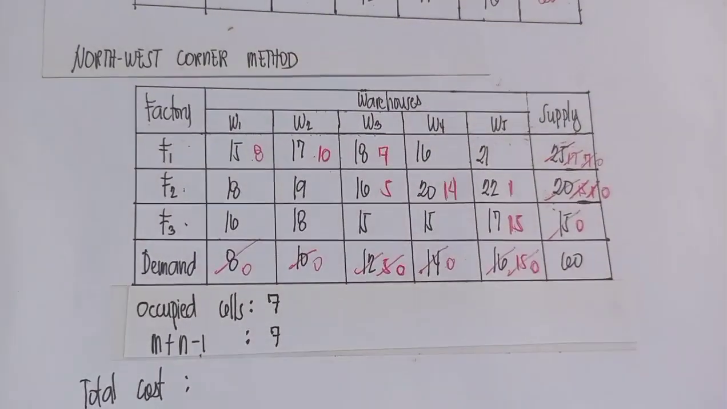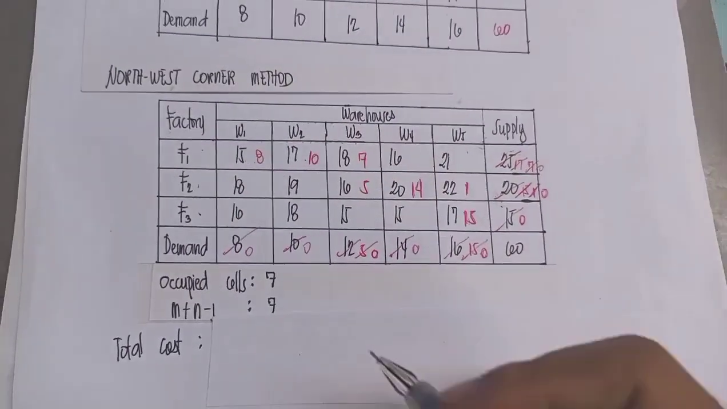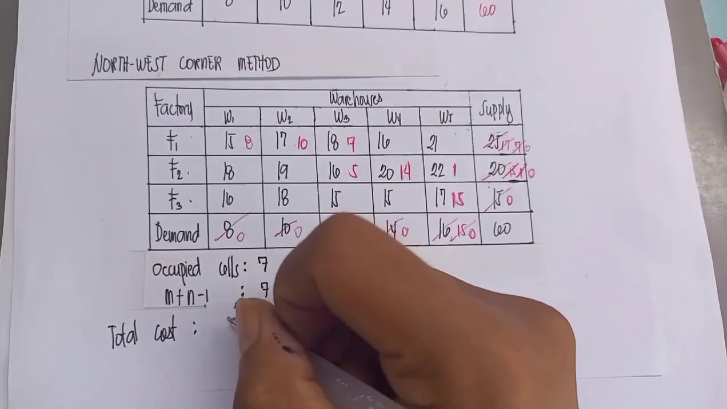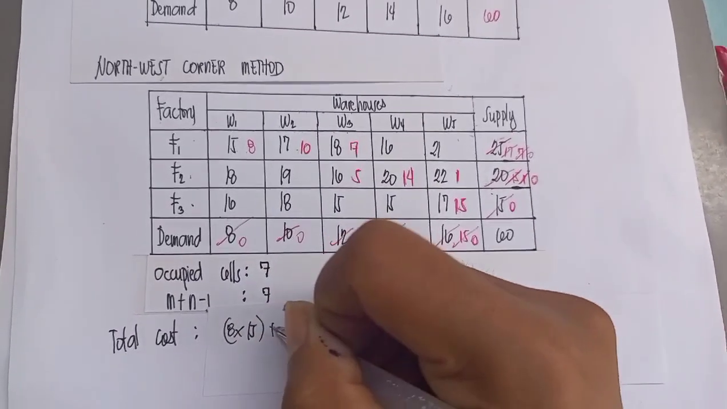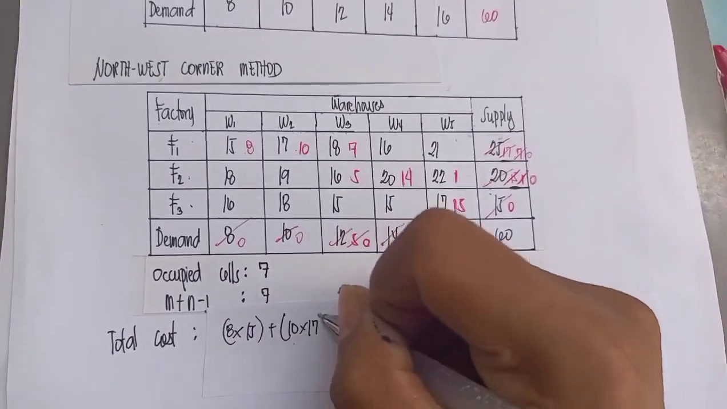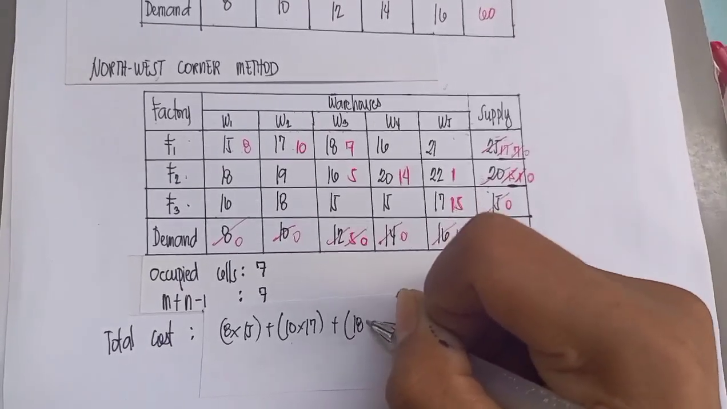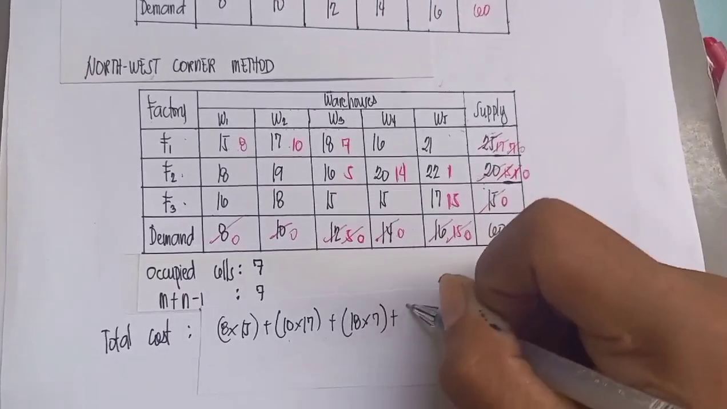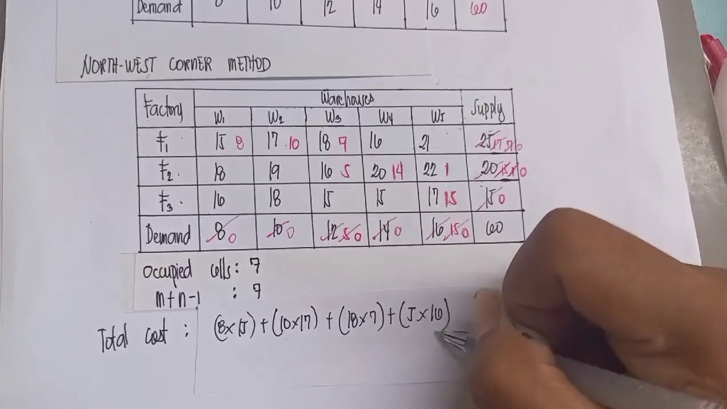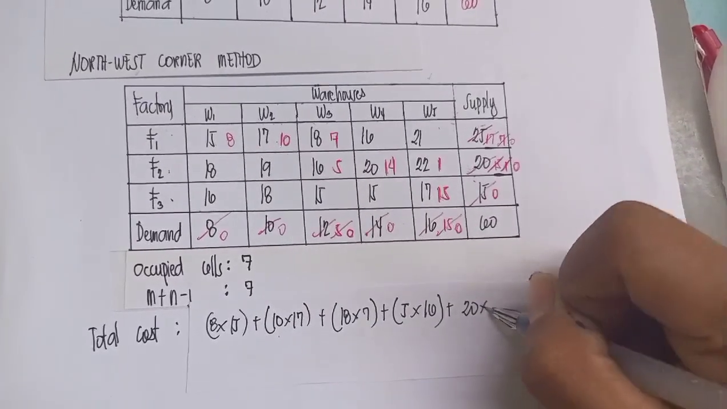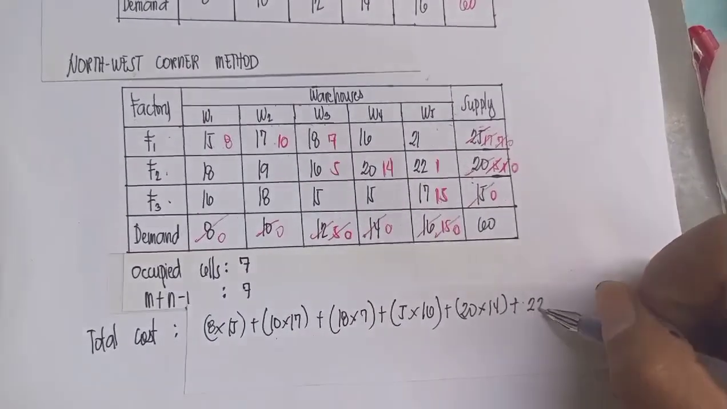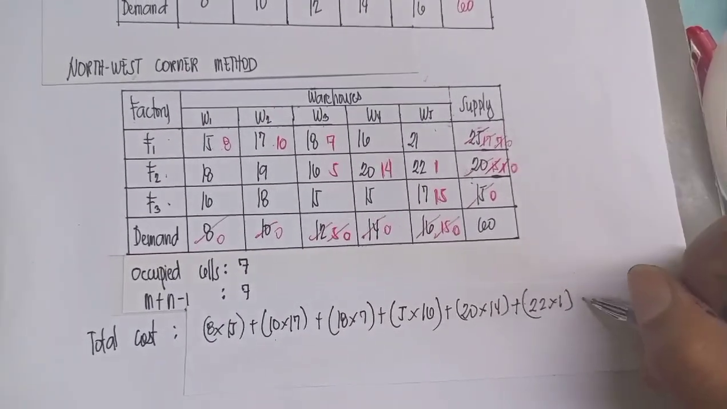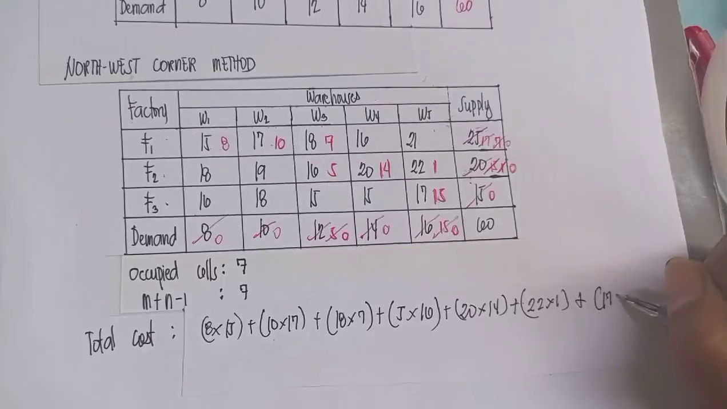Now, to compute the total cost, we have 8 times 15 plus 10 times 17 plus 18 times 7 plus 5 times 16 plus 20 times 14 plus 22 times 1 plus 17 times 15. This is equal to 1053.